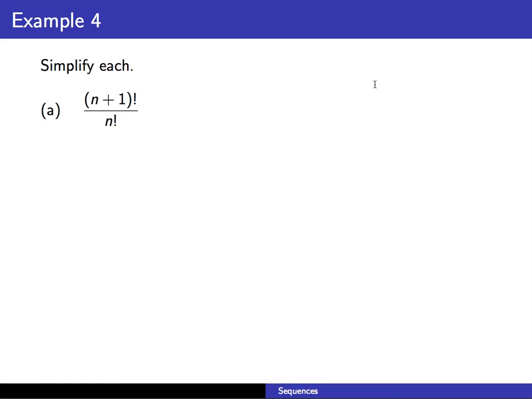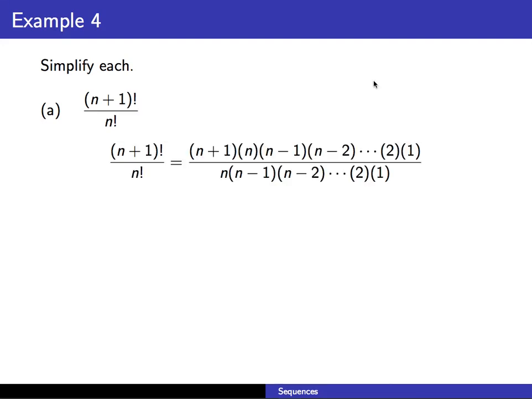Example 4: simplify each of the following. n plus 1 factorial over n factorial. Once again, let's look at what factorial means. For n plus 1 factorial, we start with n plus 1, and then we take 1 away each time. So n plus 1 minus 1 is n, and then subtracting 1 from that, we get n minus 1, n minus 2, and we keep going until we get down to 1.